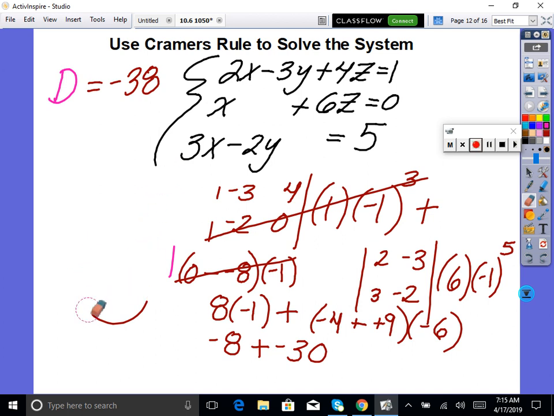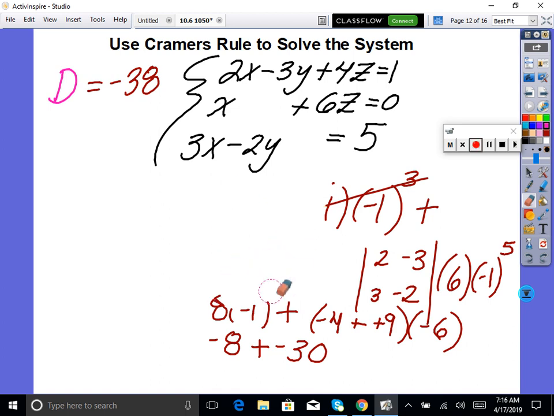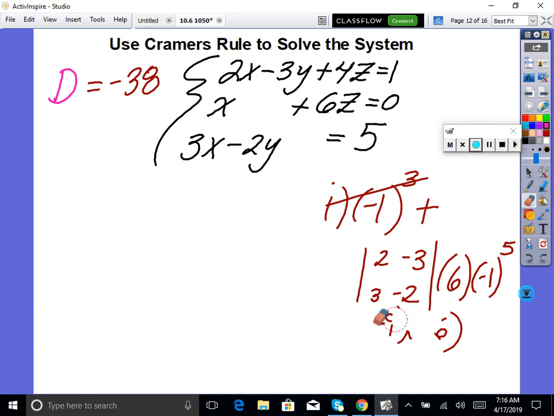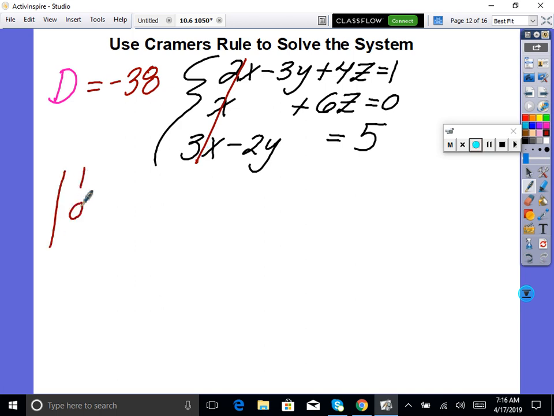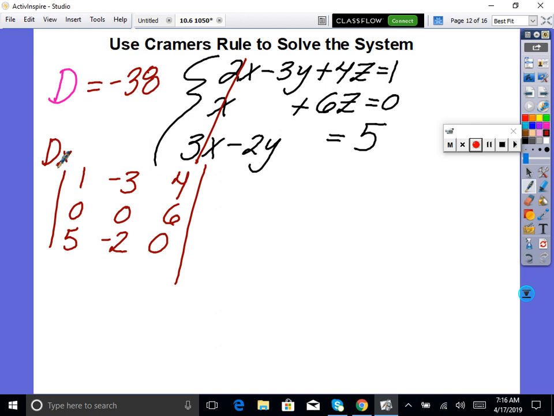Now let's find Dx, meaning find the determinant when you replace column x. So what would that look like? If I'm replacing column x, that'd be gone, right? Then that would be 1, 0, 5, wouldn't it be? Replacing our x column with that. Then we'll have a negative 3, 4, 0, 6, negative 2, 0. Finding this one, this is just a reminder, this is the determinant replacing x.